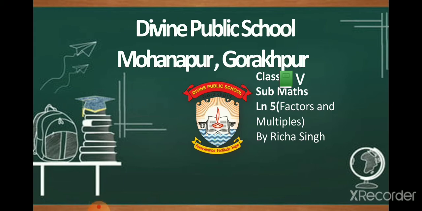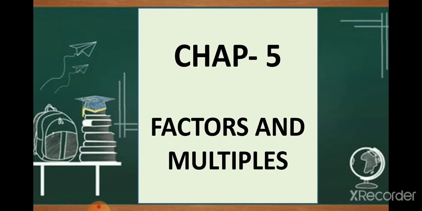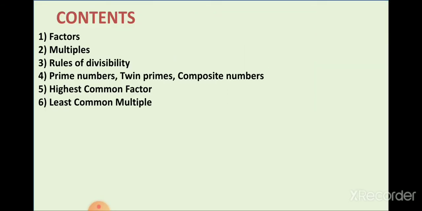Let us study today lesson 5 of your book, that is Factors and Multiples. So students, let us see what are the new things this year in your chapter, Factors and Multiples. Let us have a look at first the contents, that is factors, multiples, rules of divisibility, prime numbers, twin primes, composite numbers, HCF, that is highest common factor, and LCM, that is least common multiple.